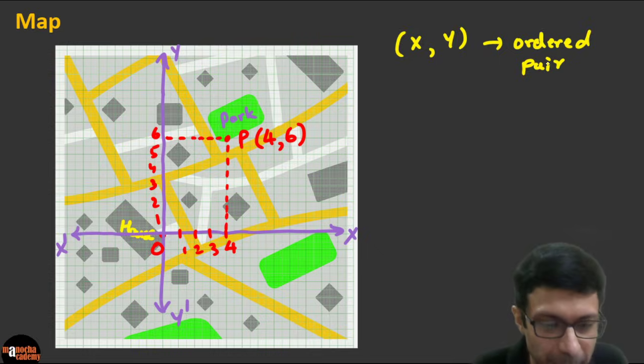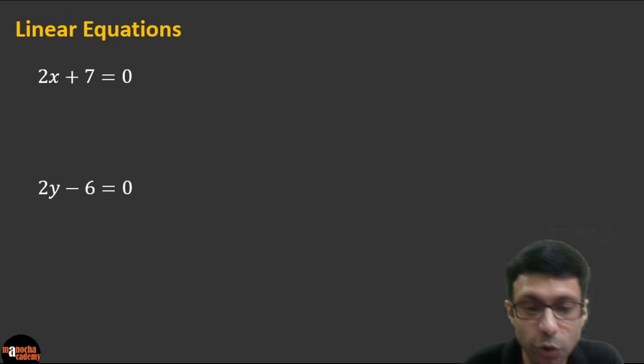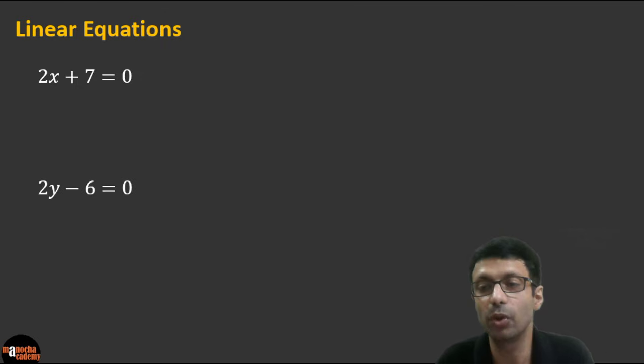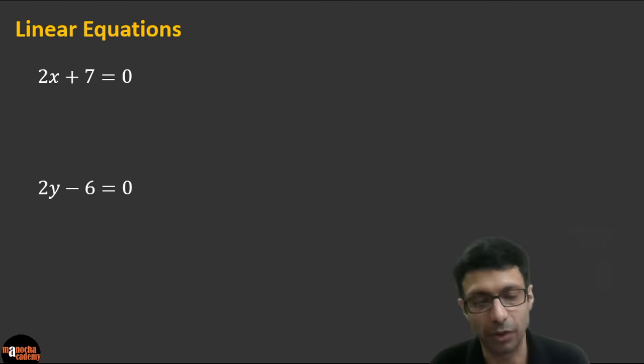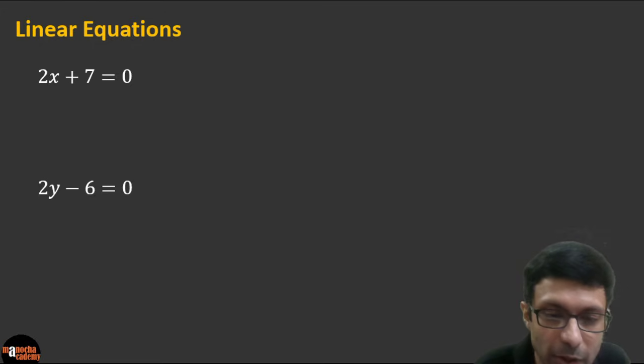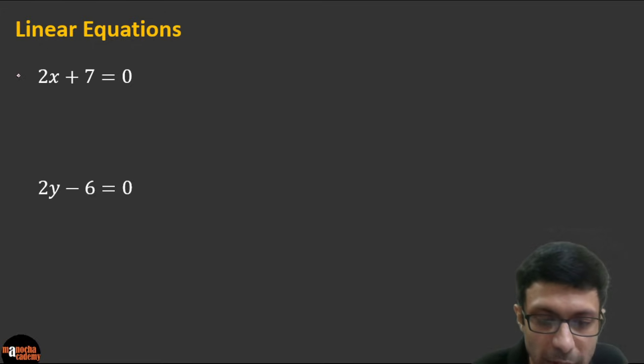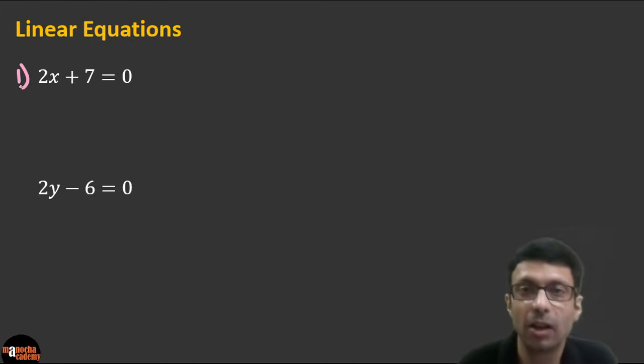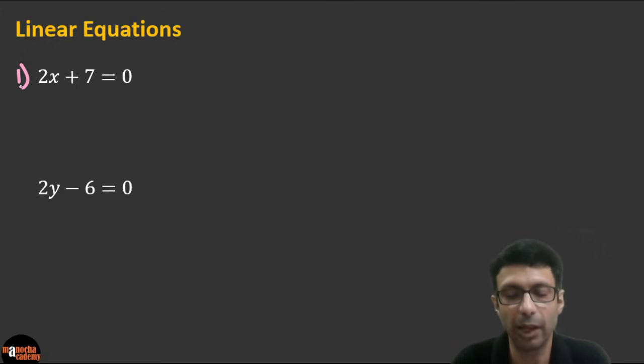Okay, super. Now let's also talk about other interesting applications of coordinate geometry for linear equations, or linear equations in two variables. So we'll come to that. So first let's take a look at these linear equations. If you look at our first equation here, the equation 1, we have 2x plus 7 equal to 0.